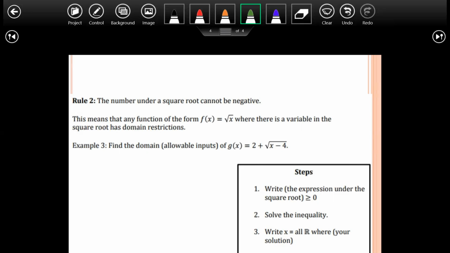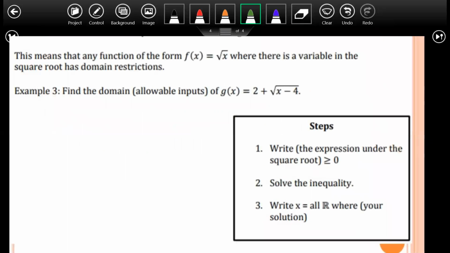the square root. For our example, we're going to look at our g of x function, 2 plus the square root of x minus 4, using the following steps. So practice, look at those steps and copy those down. And we will get right to it once everyone copies those.